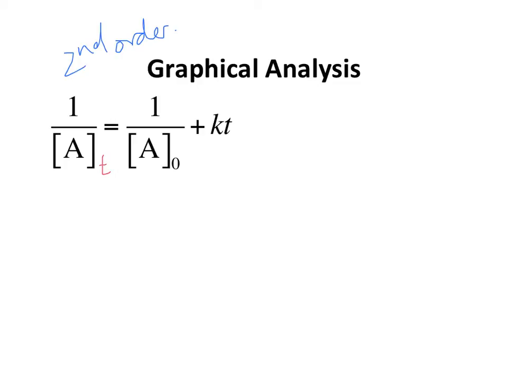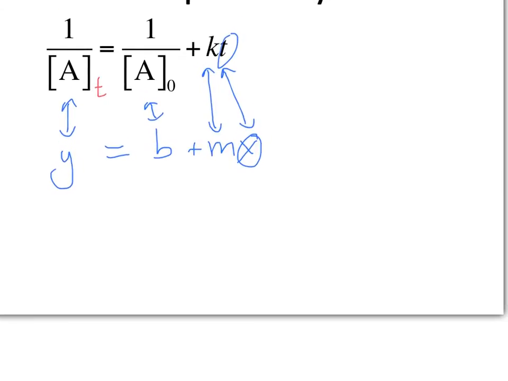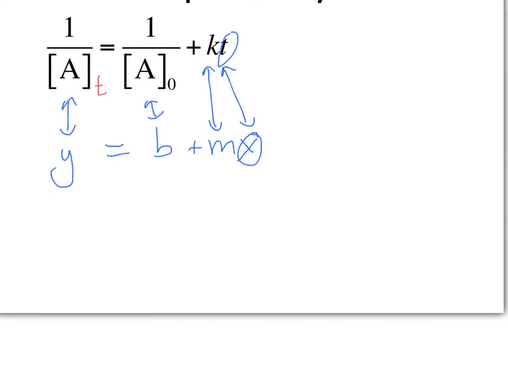So how do we test for this? Well, it turns out this looks just like the equation for a straight line. If we write the equation for a straight line, y equals mx plus b, we can see that if we plot 1 over concentration at time t on the y-axis, and we plot time on the x-axis, then if it's second order, we should see a straight line with slope k, and the y-intercept should be 1 over the original concentration. And actually that's a test for a second order reaction.